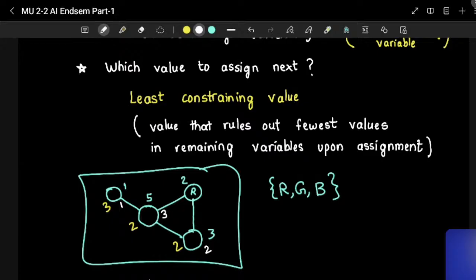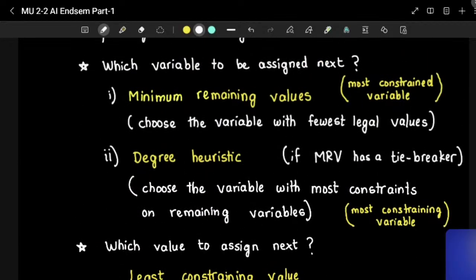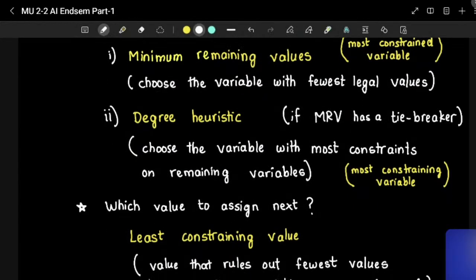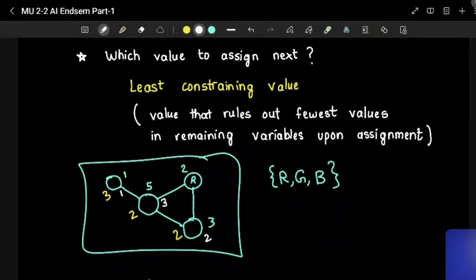Initially using MRV, you were unable to assign any value because variable 5 and variable 3 had the same number of remaining values. So since there's a tiebreaker, you can use the degree heuristic. Choose the variable with most constraints on remaining variables. Every edge in this constraint graph represents a constraint, right? So variable 5 is the variable that has the most constraints on remaining variables. So 5 and 1, 5 and 2, 5 and 3. Variable 5 is a part of 3 constraints. It is putting a constraint on variable 1, variable 2, and variable 3 also.